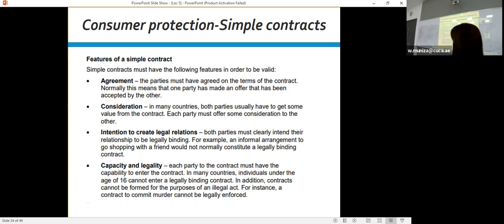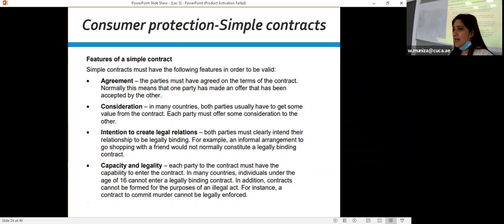Then there is an intention to create legal relations. In any simple contract, there is always an intention to create legal relations. The relationship between an offerer and an offeree becomes a legal one. If the conditions in the contract are not followed, either party can take action against that. So this is again a feature of the simple contract. Both parties must clearly intend their relationship to be legally binding.